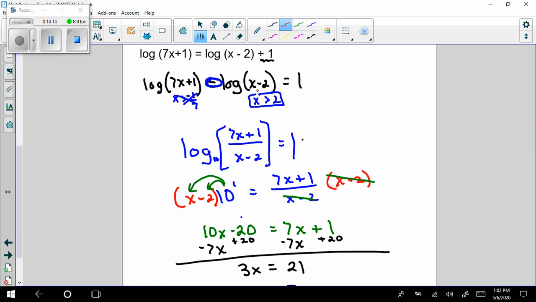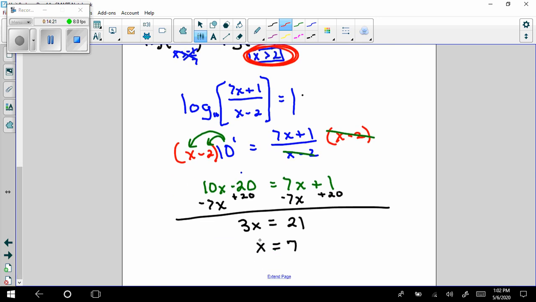So then always go back to make sure that it's in the domain. X is greater than 2. Last I checked, 7 was greater than 2. So that answer should be good to go. All right.